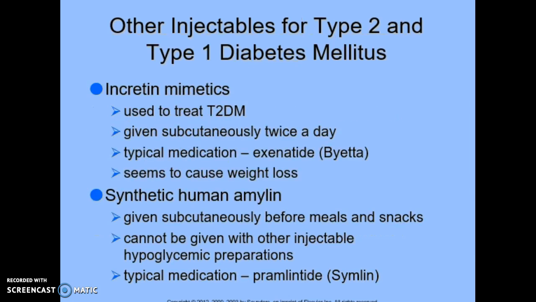Some other injectables for type 2 and type 1 diabetes. Incretin mimetics are used to treat type 2 diabetes mellitus, given subcutaneously twice a day. A typical medication is exenatide, and it seems to cause weight loss. We also have the synthetic human amylin. This is given subcutaneously before meals and snacks. It cannot be given with other injectable hyperglycemic preparations, and a typical medication we might see here is pramlintide.